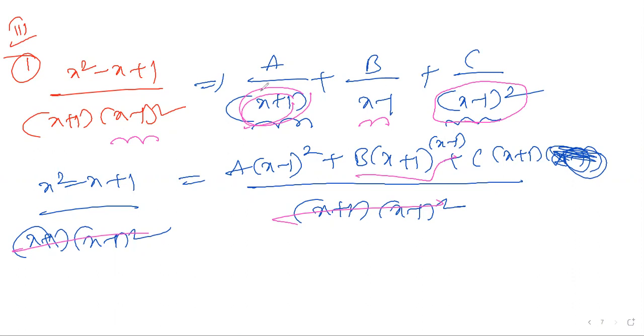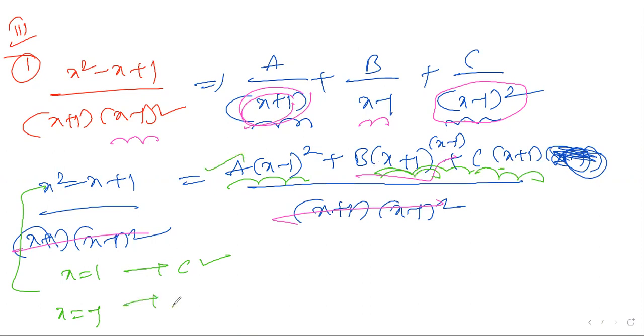Yes, sir. After this, take it as a given question. Here, what can you substitute? x is equal to 1, you substitute. This is cancelled, this is cancelled. You'll get the C value. So x is equal to 1, you will get the value of C. Next, x is equal to minus 1, you take. C gone, B gone, you'll get the value of A.